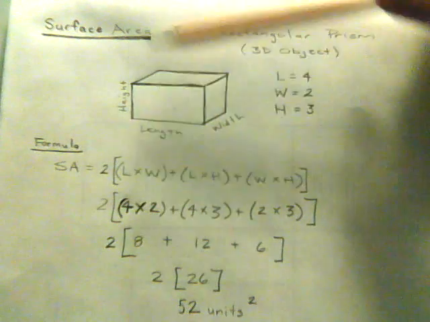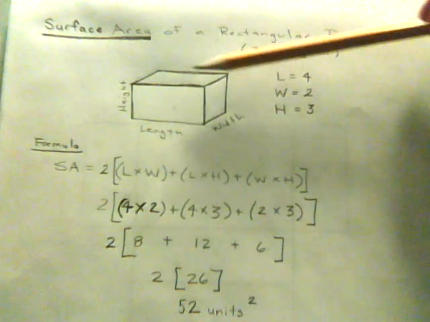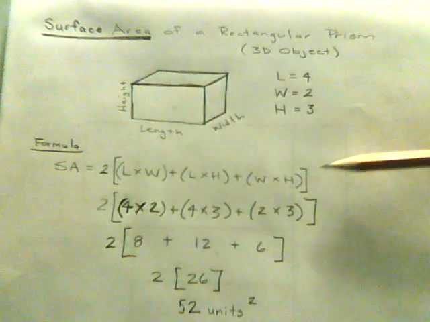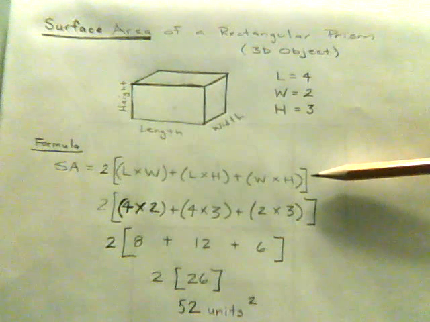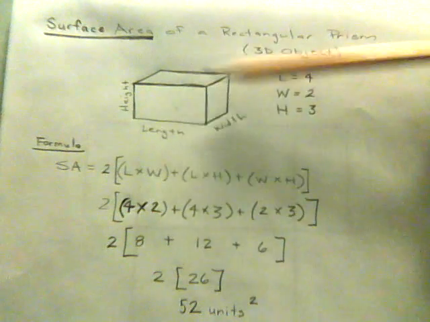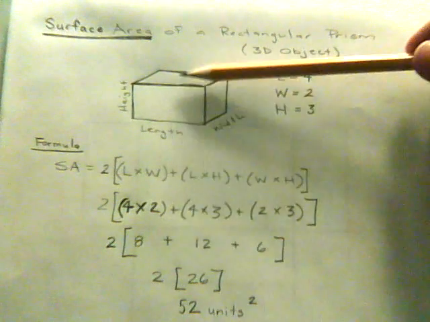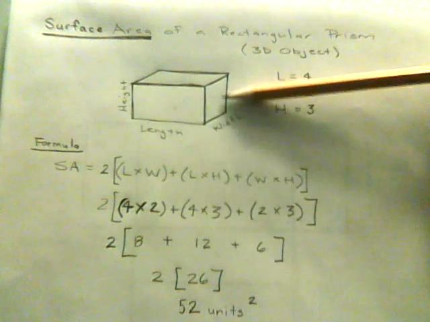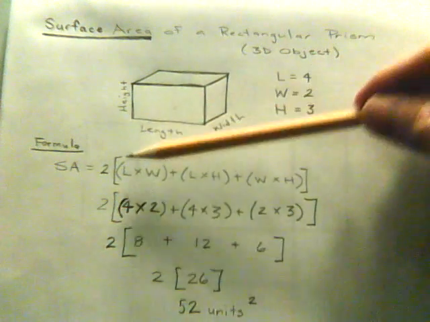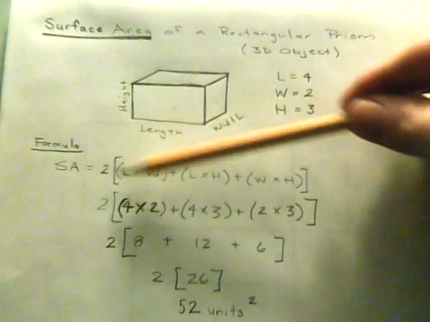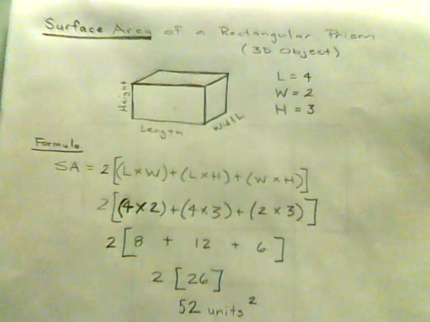So, like we said, we want the measurement of the outside. There are 6 sides. You find the area of each and you add them up. The formula does that for us in an easier way. They take 3 of the sides, which is length times width, which is the top, length times height, which is the front, width times height, which is the right. You figure those out and add them together, and you multiply by 2 to account for the other 3 sides.